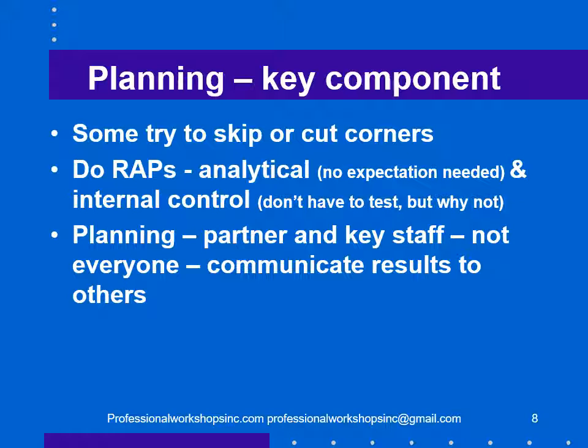Planning is another key component of quality, and I see colleagues tell me that they're trying to skip planning or cut corners on planning, and that's going to be the biggest quality mistake you make. You have to do risk assessment procedures, and risk assessment procedures can be analytical procedures. Now, when they're done as a risk assessment procedure, no expectation is needed, and they don't need to be real complicated. They can just be, well, what's this number this year compared to last year? Is that kind of what I expect? Or is it suddenly much larger than I expect or much smaller? And does that mean that it could contain a material misstatement?